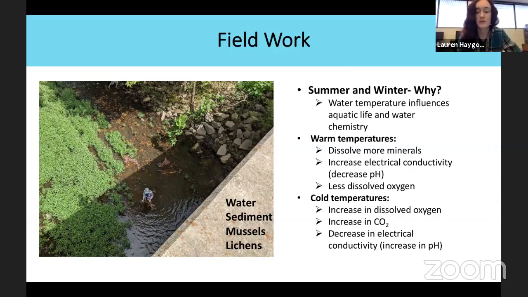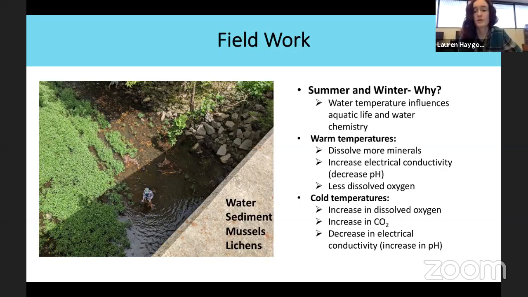And we're also going to decrease in electrical conductivity. So the total amount of ions is going to decrease in wintertime, which means we're going to increase in our pH. So we're going to get more alkaline or more basic. We're going to start shifting and getting out of the acidic range.